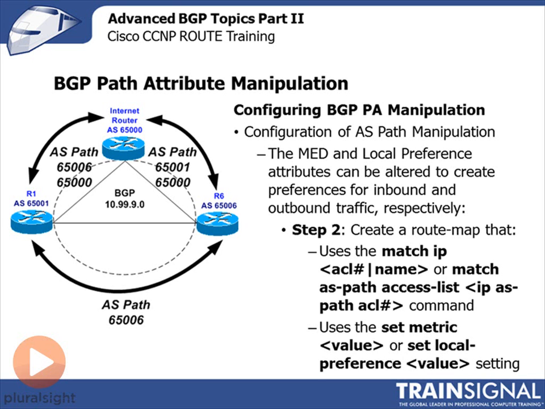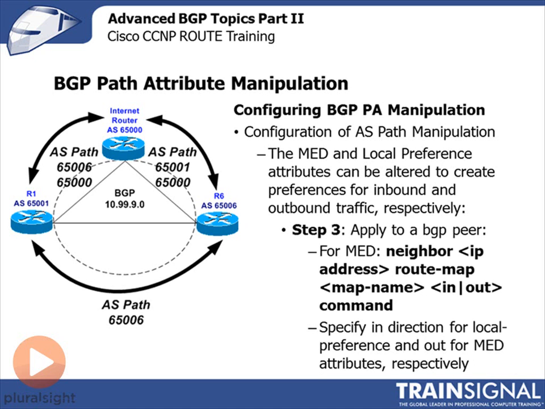If you want to set the multi-exit discriminator, you need to use the set metric. Now remember, metric is not really what we consider the actual metric as used in other IGPs, because BGP is not an IGP. But set metric and the value. The lower the value, the better. That's the one thing with the multi-exit discriminator to keep in mind. The lower value, the better. With local preference, the higher value, the better. So set metric for MED and set local-preference for the local preference setting.